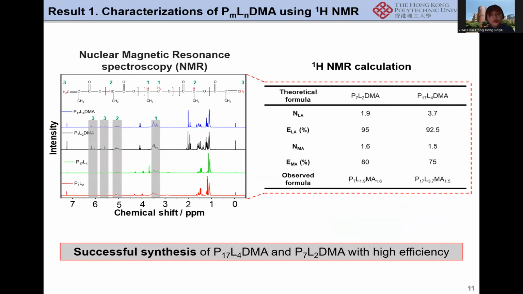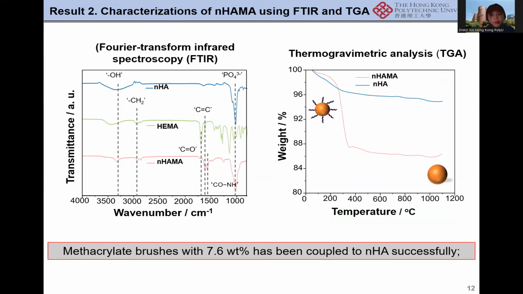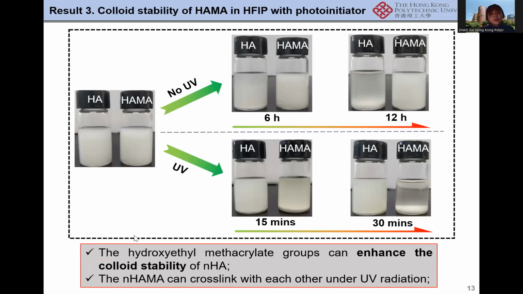This is just to show you some data. We proved that we successfully synthesized the polymer. And this shows we successfully synthesized the hydroxyapatite nanoparticles. For each hydroxyapatite nanoparticle, we calculate that there are about 700 to 800 of these brushes. And this is something important.